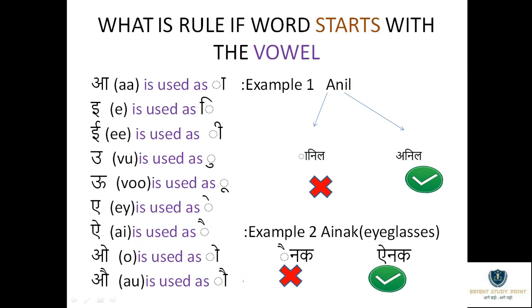Rule will be inverse if word starts with vowel alphabet. If the word starts by vowel, we need to write vowel original form. In given example, Anil, this word starts from vowel A, so original form will be used here.